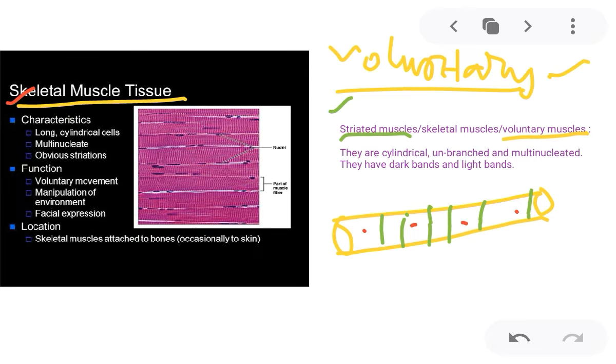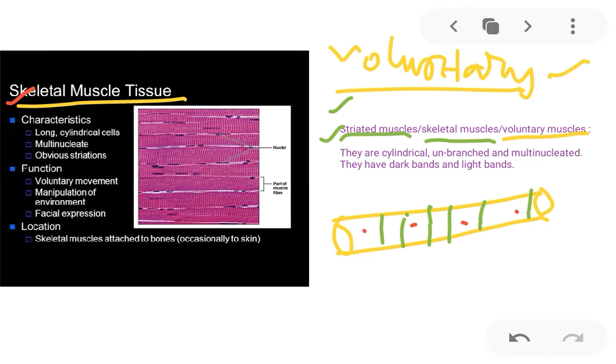So why do we call them skeletal muscle? Because these muscles are attached to the bony parts or bony areas, so we call them skeletal muscles. Like that, three different names are there for skeletal muscle tissue. First, striated muscles, as they have striations on their cells. Dark and light colored patches or stripes can be seen, so we call them striated muscle.